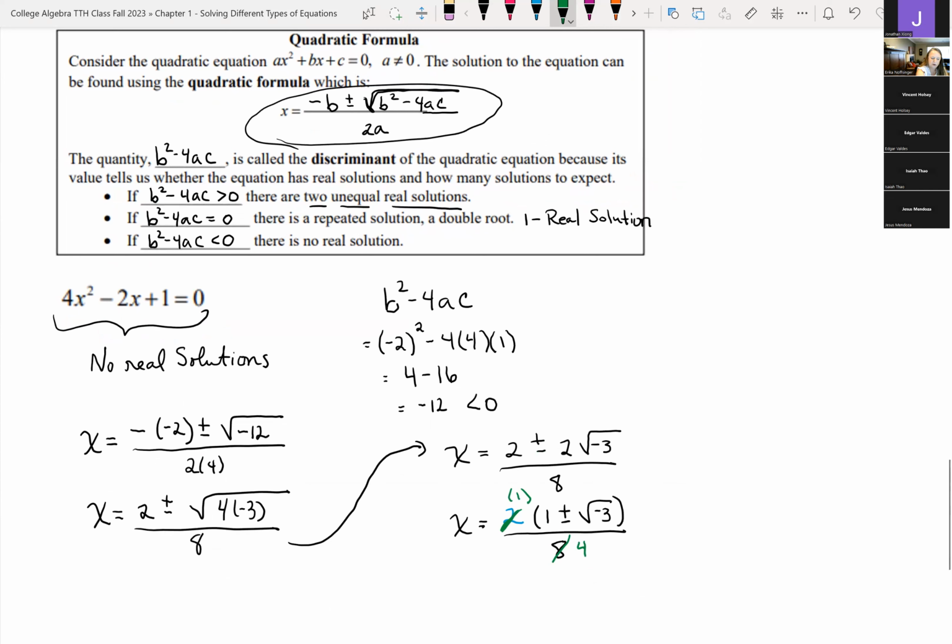We'll see that the square root of -1 is i. And so we can rewrite this as x is equal to 1 plus or minus i root 3, all over 4. So after the next section, we will be getting answers that could be imaginary, like this one is. So that is the different methods of solving quadratic equations.